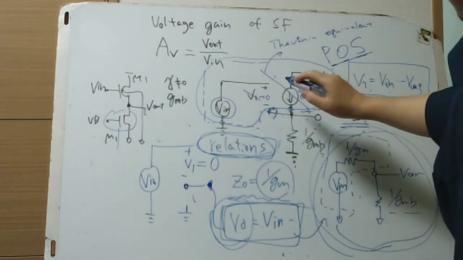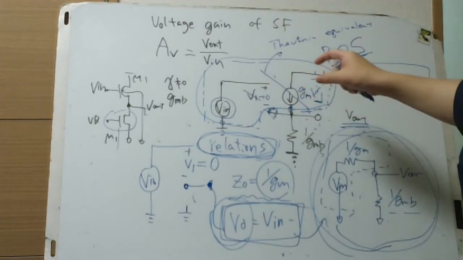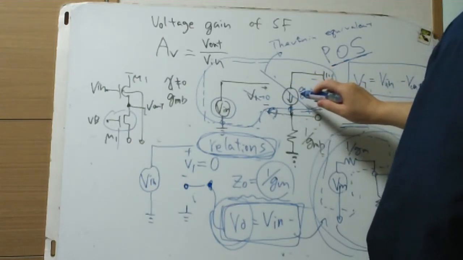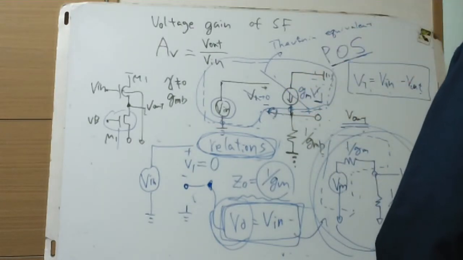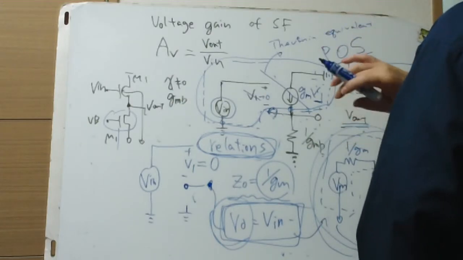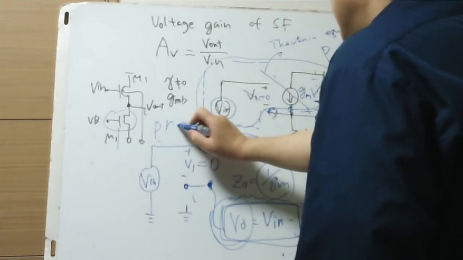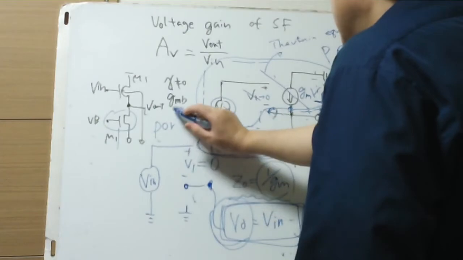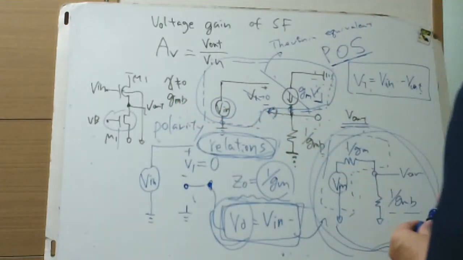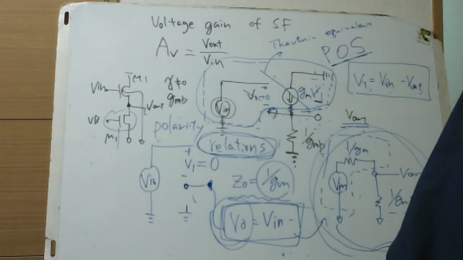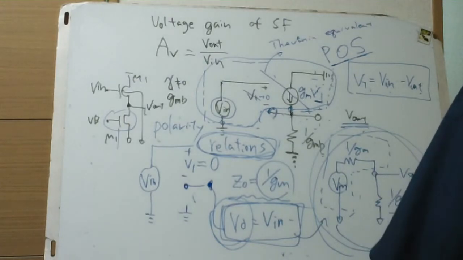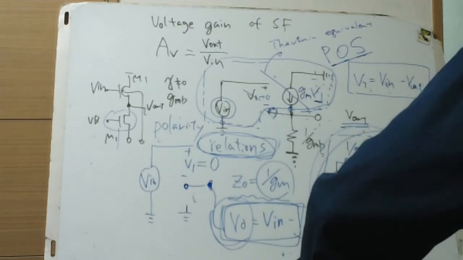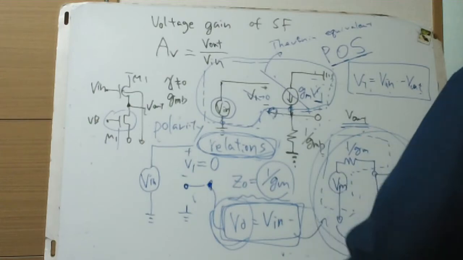Direction means positive or negative, voltage or current direction. This is the direction, and this is positive, negative voltage polarity. I rarely use the word polarity, but sometimes see it in the textbook. Polarity, or any other better expression for voltage directions, positive and negative, or negative positive.